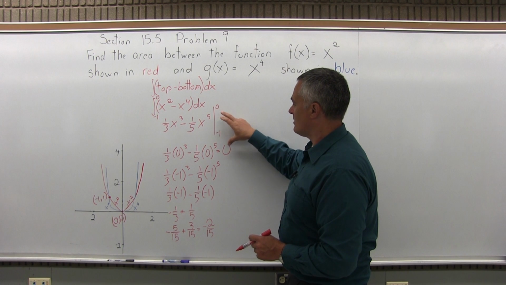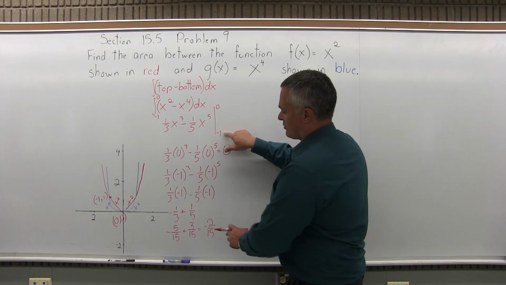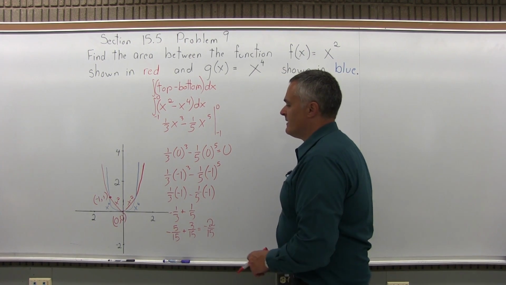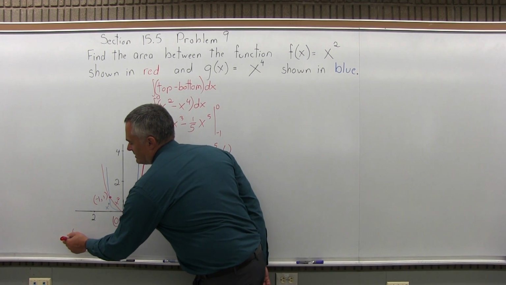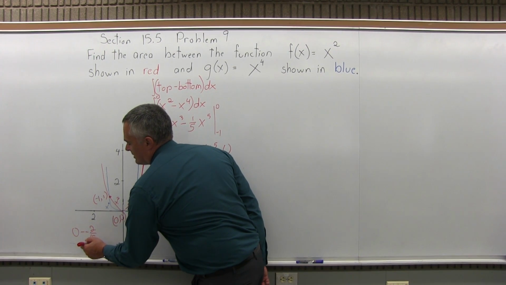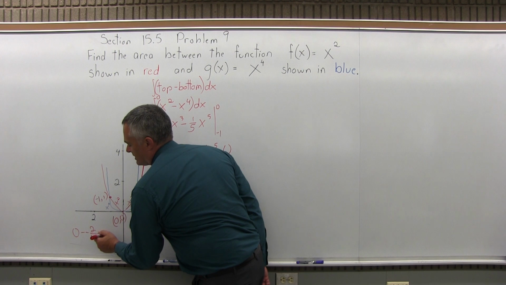And now to finish the left portion of this, I'm going to subtract the step 2 result of putting in the 0, which gave me an answer of 0, and the step 3 result from plugging in a negative 1, which gave me a negative 2/15. So let me put it over here. 0 minus a negative 2/15 would be positive 2/15.